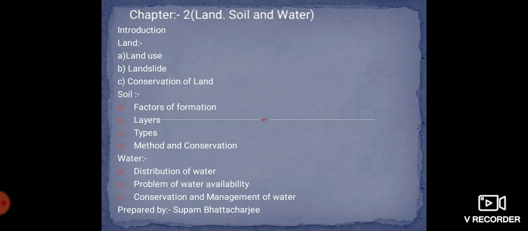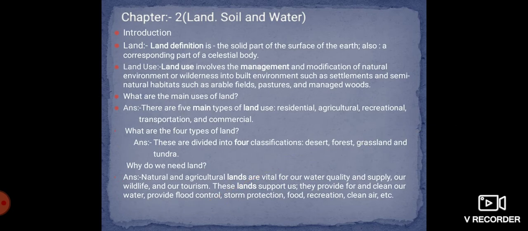Good morning, everyone. Today we will start our new chapter, chapter number 2 of Geography, Land, Soil and Water. Here is the synopsis of this chapter: introduction of land, then in land, use, landslide, conservation of land. Then, after that, the foremost important topic is soil: factors, layers, types, methods and conservation. And at last, the main topic is water, and in water, distribution of water, problem of water availability, and conservation and management of water. So let's first start with land.